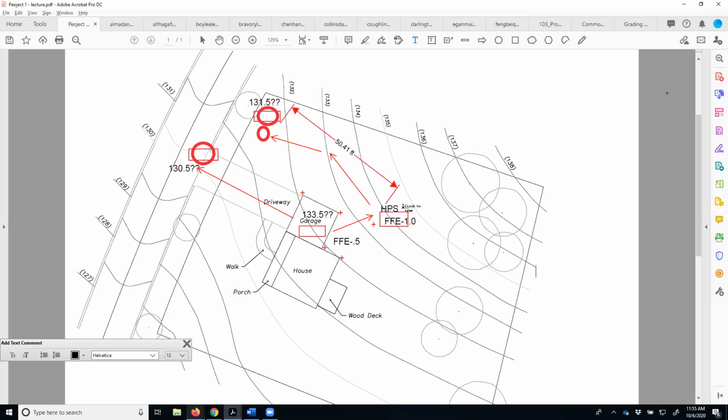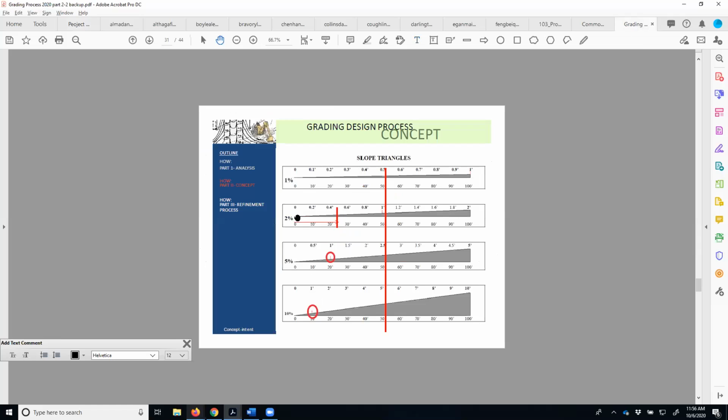The difference in elevation between 132.5 and 131.5 is 1 foot. We're talking about 50 feet, 1 foot. That means we're at about a 2% slope there.